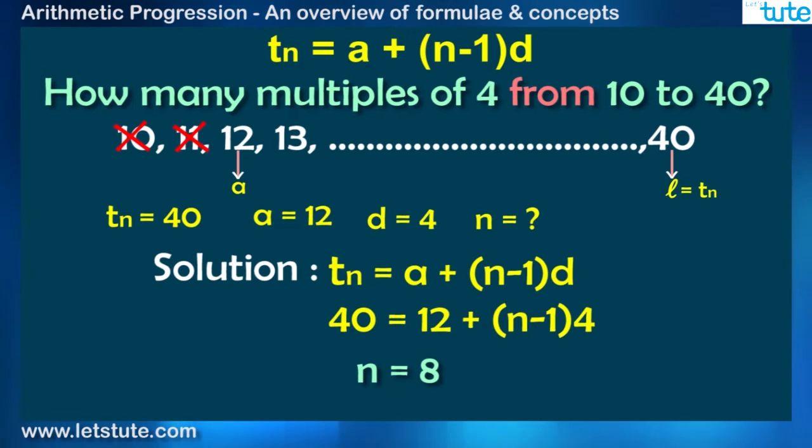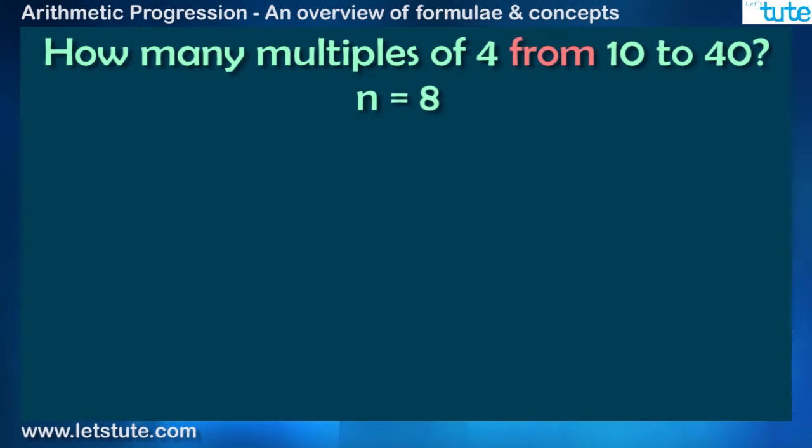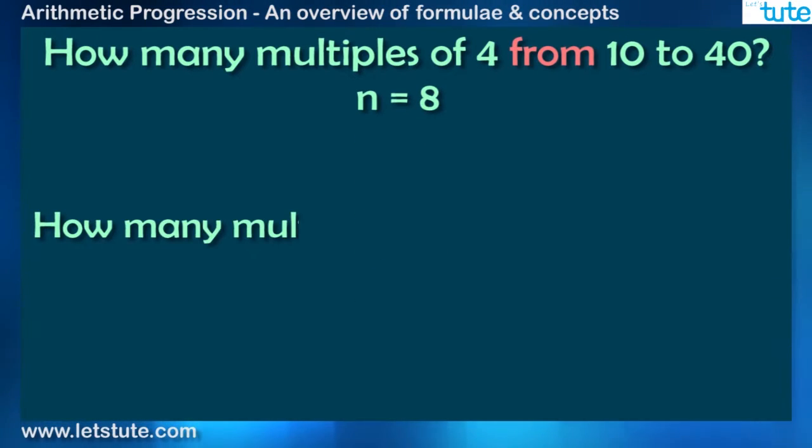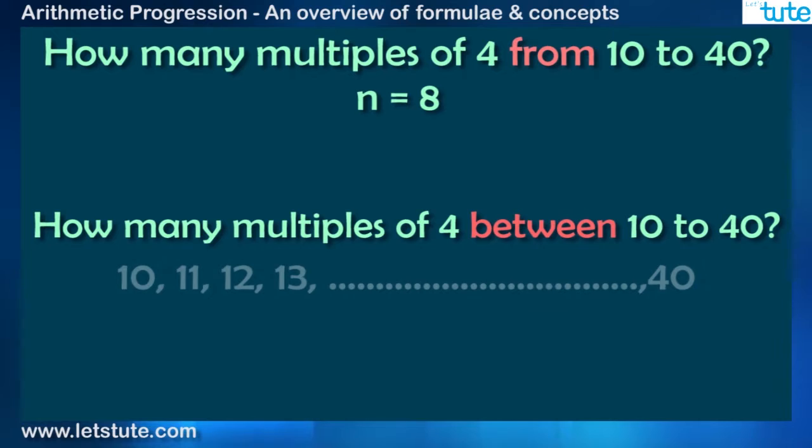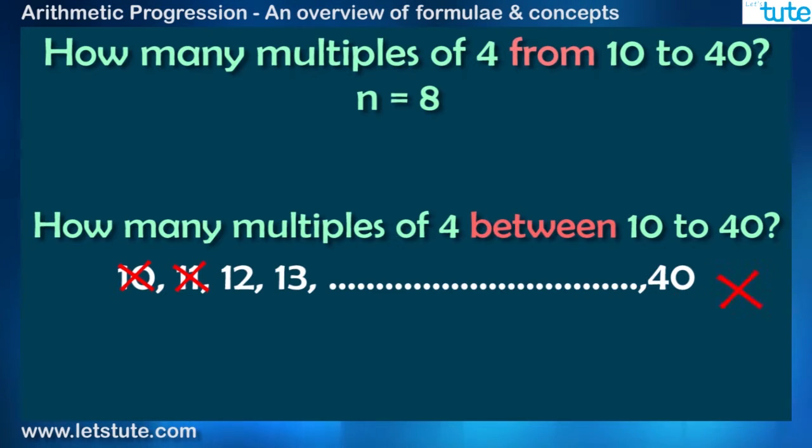So you get n equals 8. That means there are 8 multiples of 4 from 10 to 40. For the same example, by using between. So how many multiples of 4 between 10 to 40? Since 10 will automatically be excluded as it is not a multiple of 4, but we will also exclude 40.